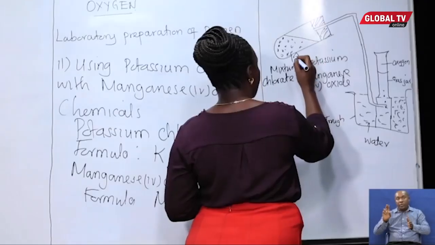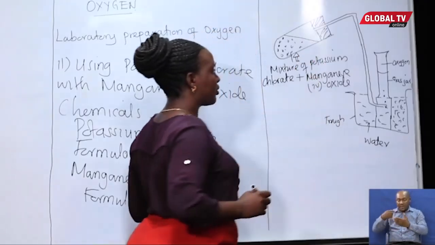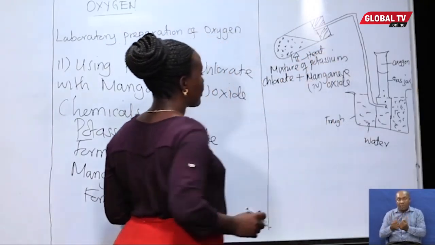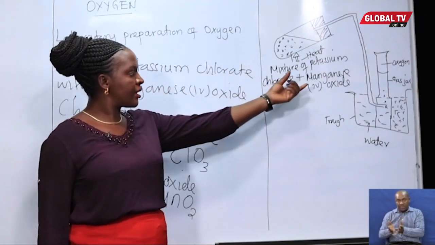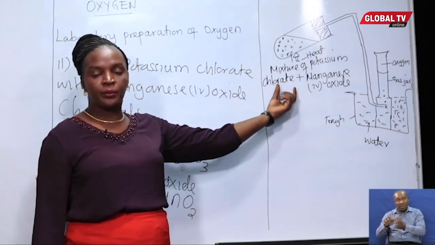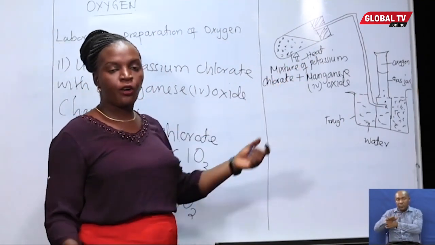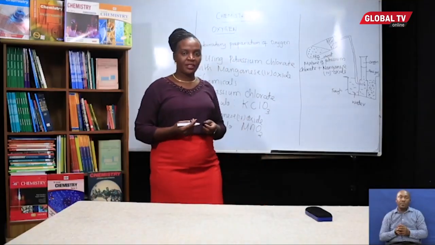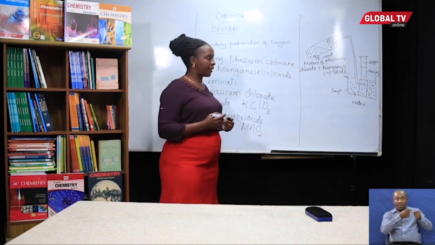Because if there's no heat, the reaction won't take place. So there is heat here. This will assist the mixture to decompose. So potassium chlorate will decompose in the presence of manganese 4 oxide. And after decomposing, oxygen gas will be given out.